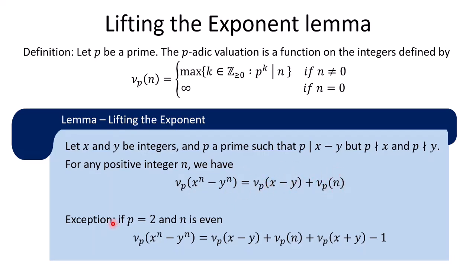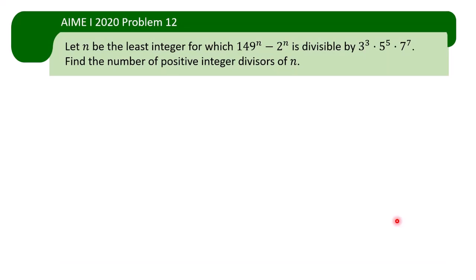The only exception to the formula is that if p equals 2 and n is even, then the formula is the same as before, but you need to add on v of x plus y, minus 1. I won't go over the proof of this. A proof can be found in the Wikipedia article, for example. Instead, I'll be showing you how this lemma was applied to the AIME problem as well as the Google Kickstart problem. For the AIME problem, we have the following question.